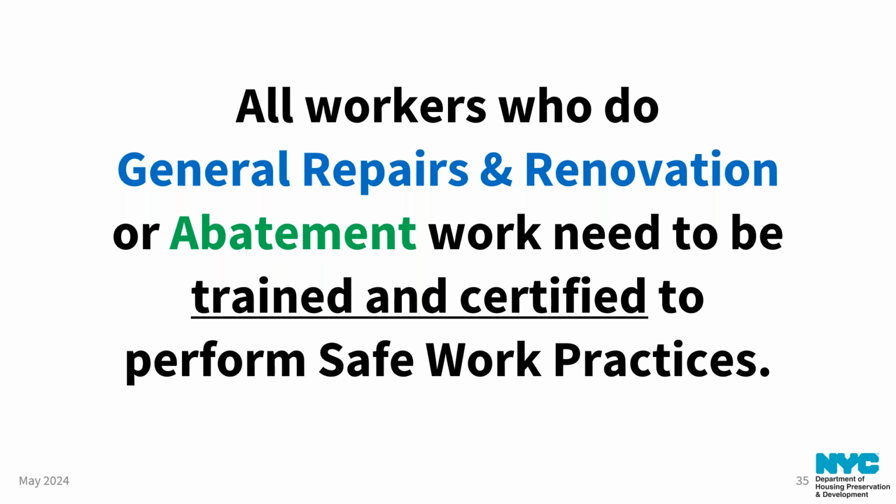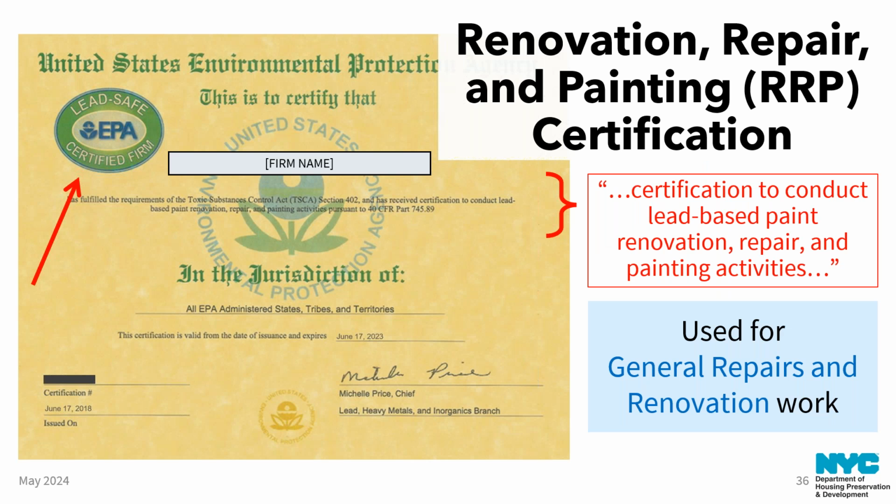All workers who do either kind of work, either general repair and renovation or abatement, need to be trained and certified. This is what the renovation, repair, and painting certificate looks like, and this is the certificate that is used for general repair and renovation work. Most often you'll hear this referred to as an RRP certificate. You may also hear it referred to as a lead safe certificate, and that's referring to this EPA insignia on the left. You'll see this license for particular firms, as in the example that we see here.